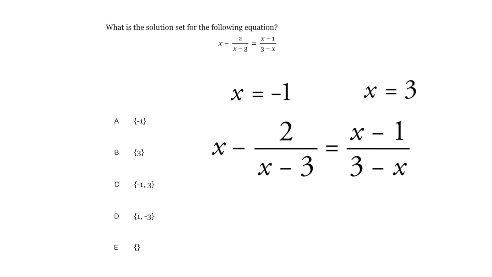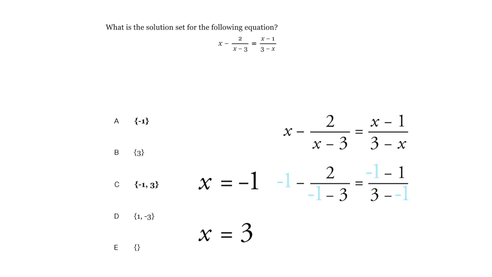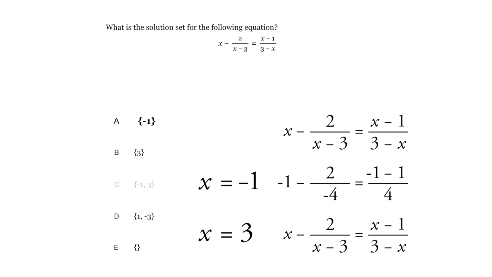So what we'll do is say, okay, negative 1, that seems to work for the denominators. That doesn't make a denominator of 0. That's the flag we're looking for, right? If it makes the denominator 0, then it cannot be a solution. And you see 3 is that issue.